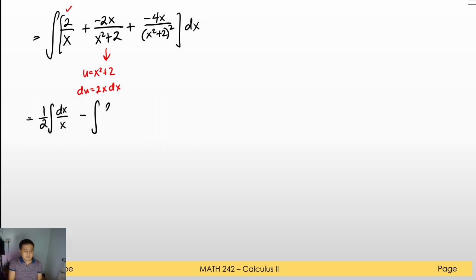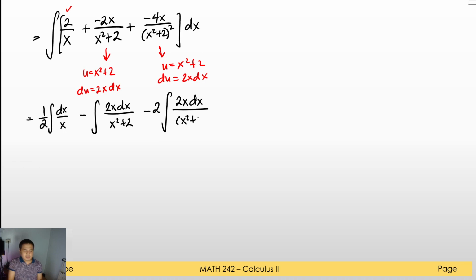And then we have here minus the integral of 2x dx over x squared plus 2. And then minus, in here you have, again, u is equal to x squared plus 2. I'll just factor out 1/2, and then the integral of 2x dx over x squared plus 2. So a technique I did was I just factored out this negative 4x to negative 2 times 2x so that we can directly substitute this to our problem, similar with this.